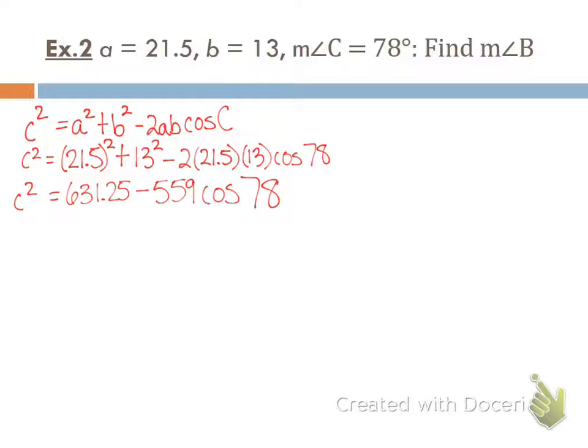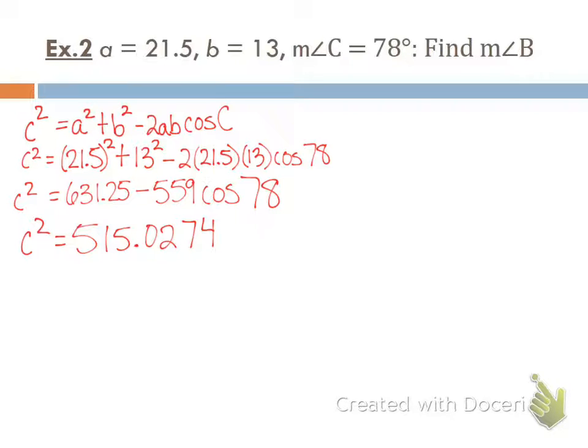So if we take 631.25 minus 559 times cosine of 78, let's leave it at 4 decimal places for now. What do we get for c squared? 515.0274. Questions about getting there?